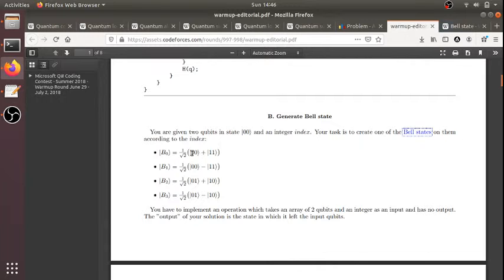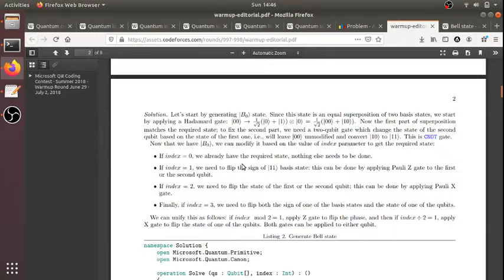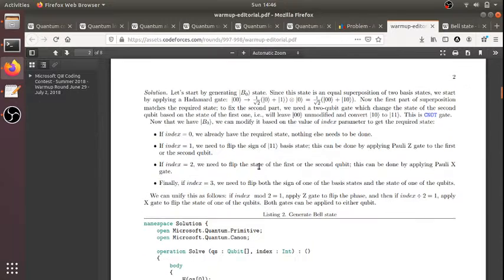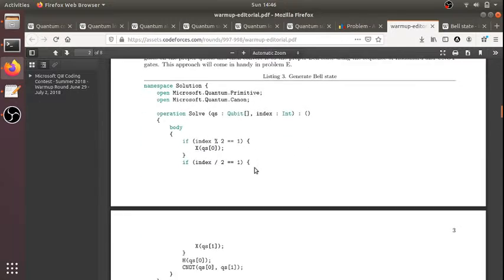B0 is 1 by square root of 2, 0, 0 plus 1, 1. Why the square root of 2 is given? Plus minus. Okay. You have to implement an operation which takes an array of 2 qubits as an input and has no output. The output of a solution is okay. Solution. Let's start by generating a B0 state. Oh my god, this is so much to read, yo.